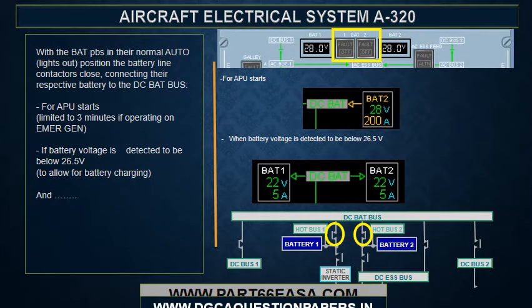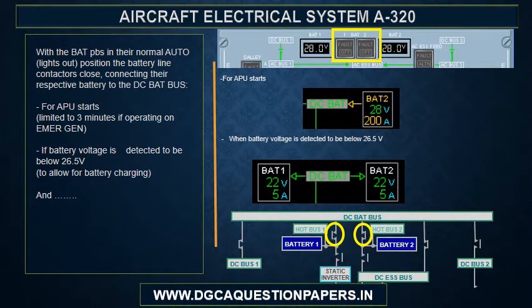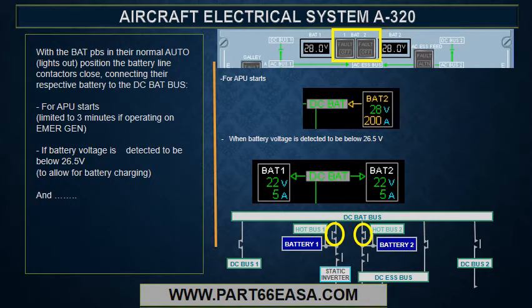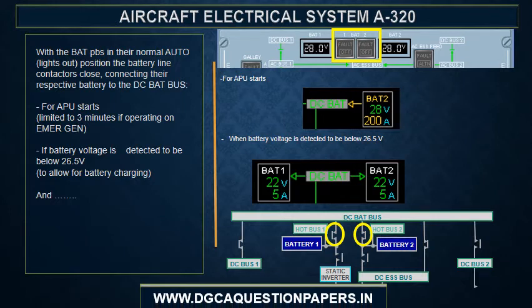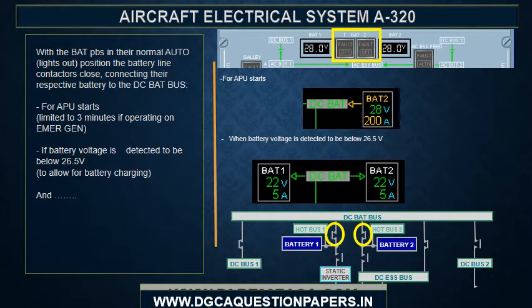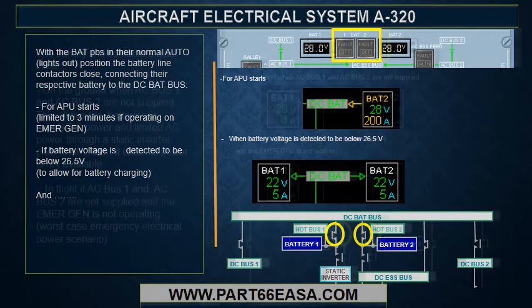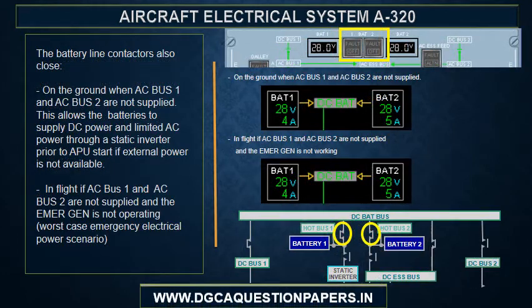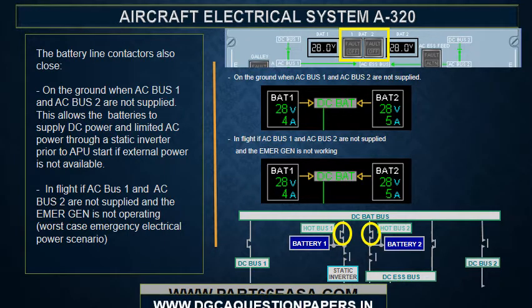With the battery push buttons in their normal auto, lights out position, the battery line contactors close, connecting their respective battery to the DC BAT bus. For APU starts, limited to 3 minutes if operating on emergency generator. If battery voltage is detected to be below 26.5 volts, to allow for battery charging, the battery line contactors also close.